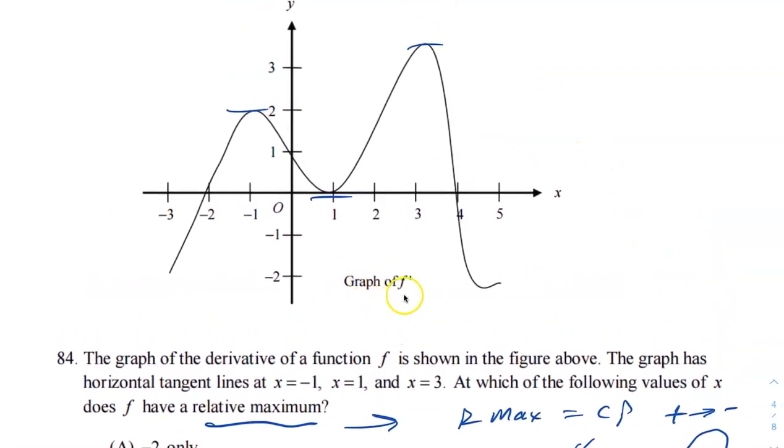So I have the derivative here. How do you find the critical points? It's where it equals 0. So my critical points are here, here, and here.